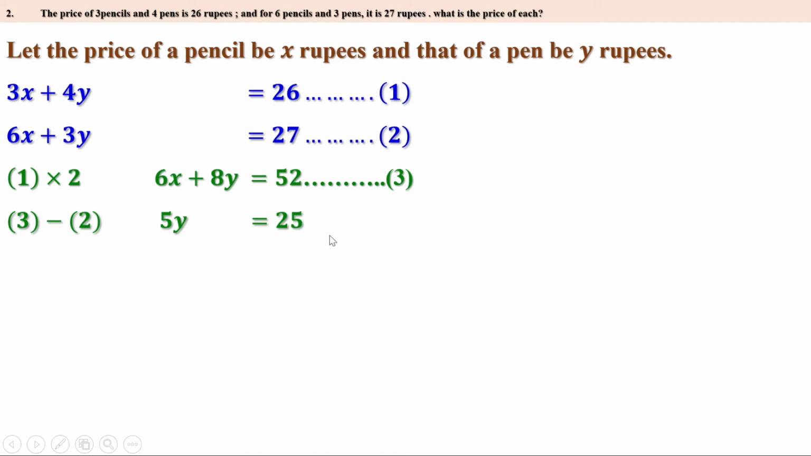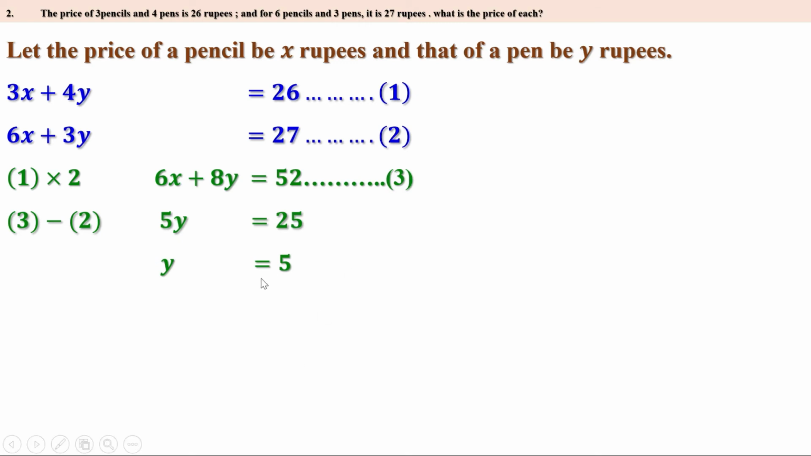We get 5y equal to 25. Therefore, y equal to 25 by 5, or 5. Now we got the value of y. We can put this value in any of the three equations. We get another equation in x only. From that we can find the value of x.